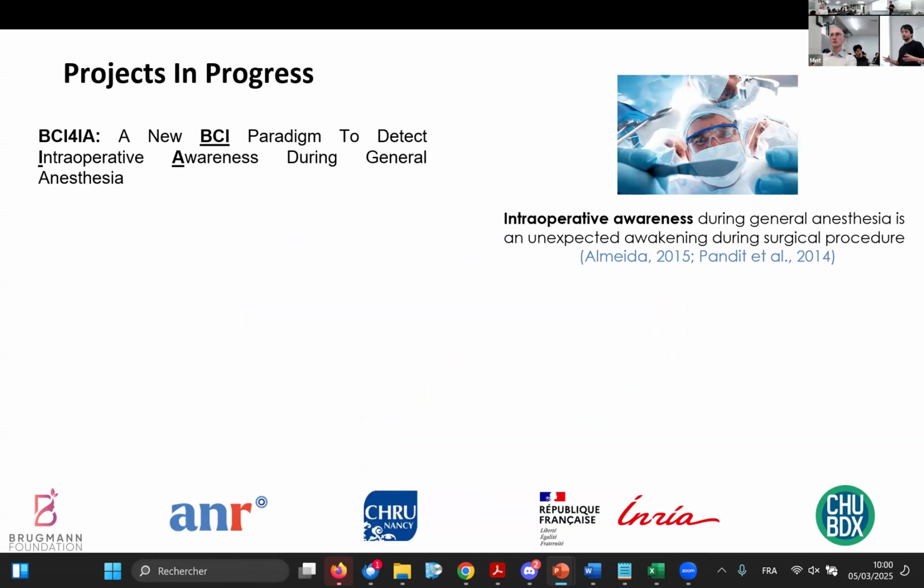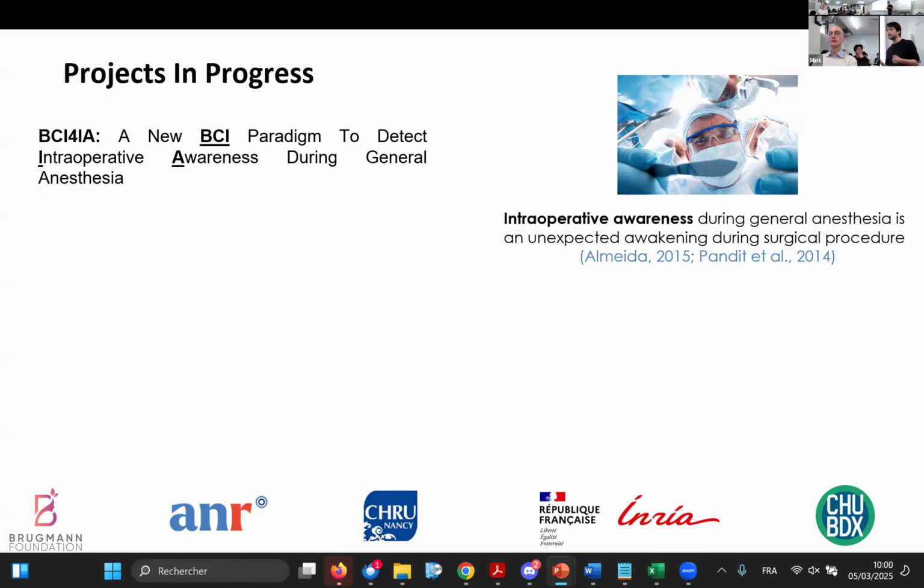Some patients have a recovery of consciousness during general anesthesia and during the surgical procedure. So it's very traumatic for patients, so we try to detect that. And there is no sufficient method in the literature to try to detect intraoperative awareness.